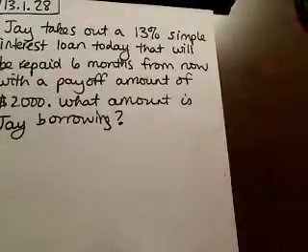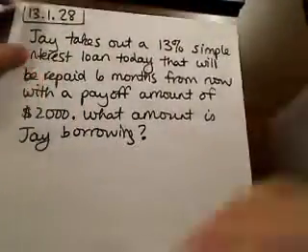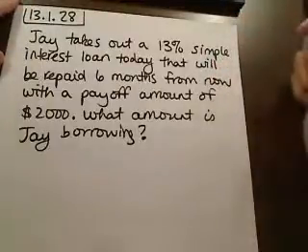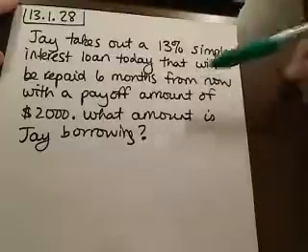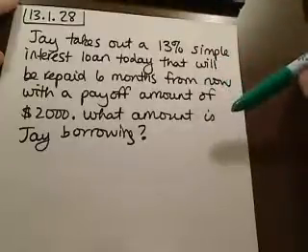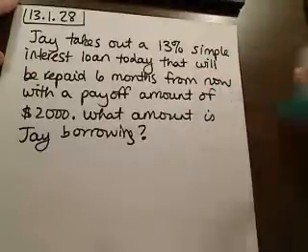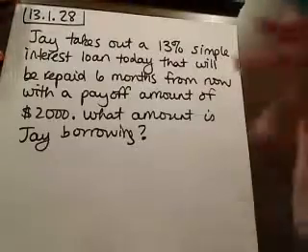Okay, this is problem 13.1.28. And they tell us that Jay takes out a 13% simple interest loan today that will be repaid 6 months from now with a payoff amount of $2,000. And we want to know what amount is Jay borrowing.